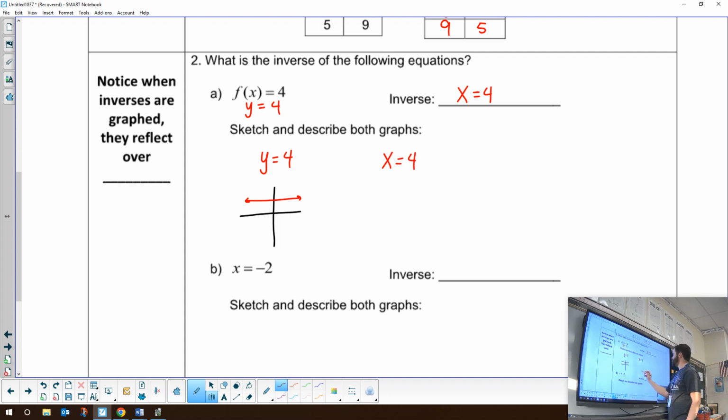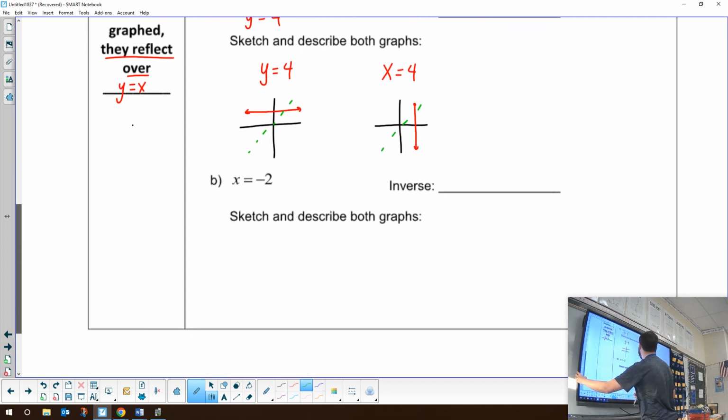Okay, x equals 4 is going to have an undefined slope. It's going to be straight up and down. So you see how we switch those around, so they're kind of perpendicular of each other in a way. They're really just switching across the inverses. Whenever you graph them, they reflect over y equals x. So y equals x is a diagonal line, like this. Okay? So if we just flip it over that line, it creates that inverse.